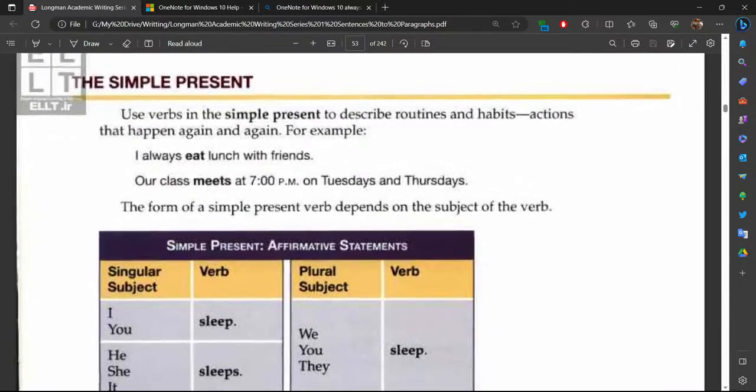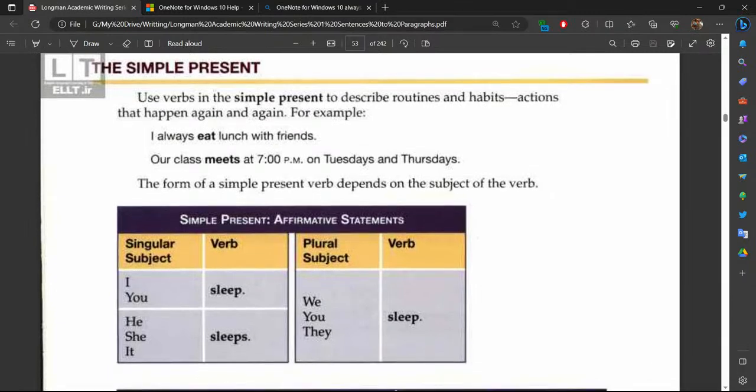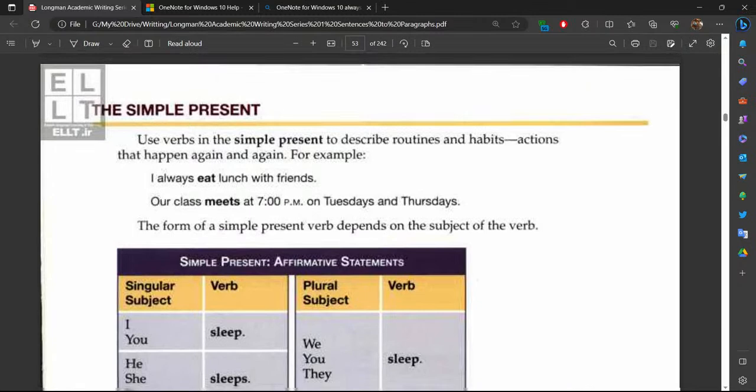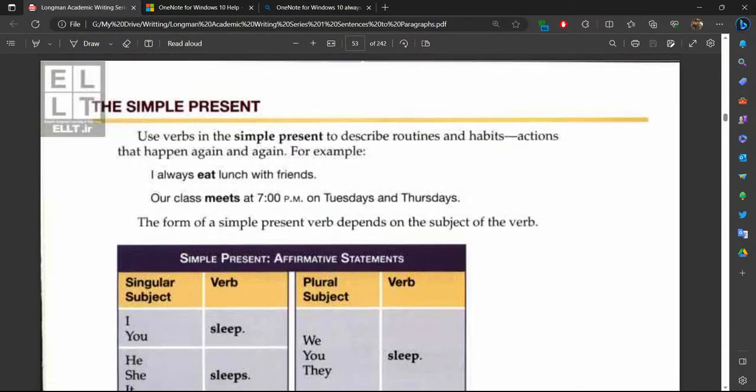Let's begin our new lesson, the simple present, in the academic writing series of the Longman books, Book 1, Chapter 2. Today is the third session of Chapter 2, and that is the simple present. Use verbs in simple present to describe routines and habits, actions that happen again and again.